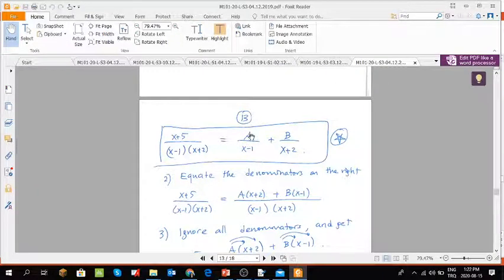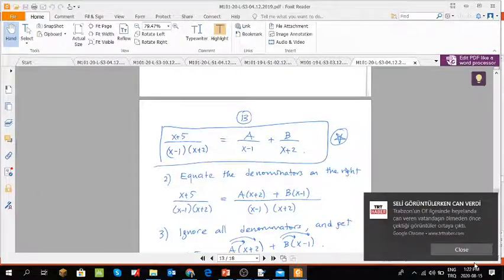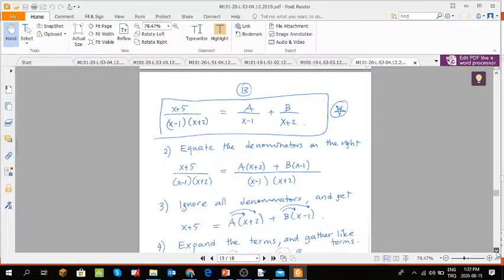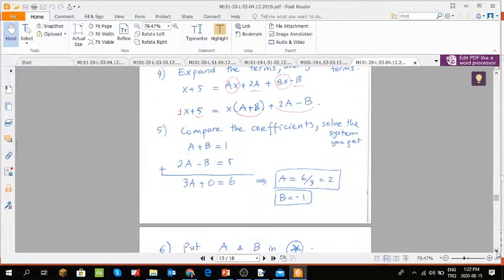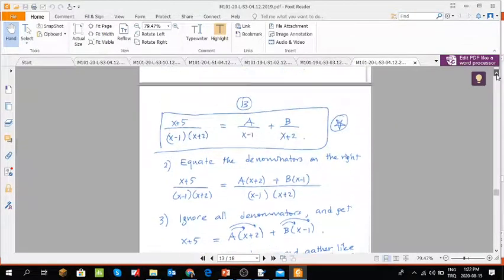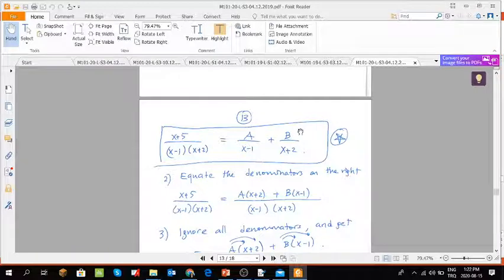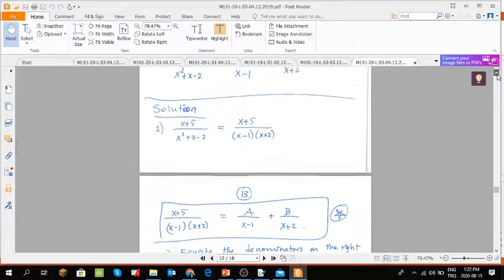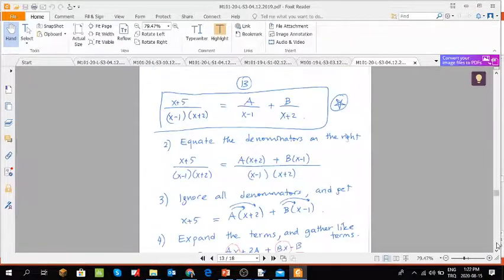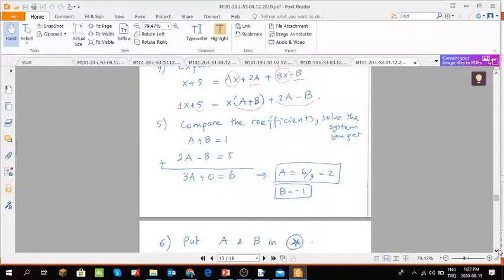Was it 2? Let's see. A is 2, B is negative 1. Let's go up here. A is 2, B is negative 1. So we got it right. Okay, that's how you would do that.